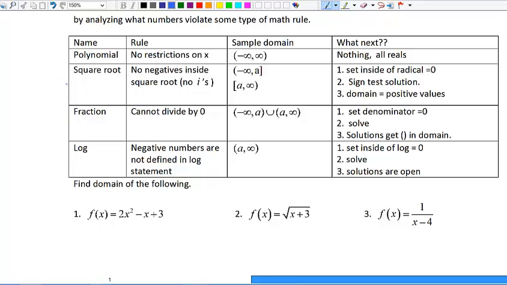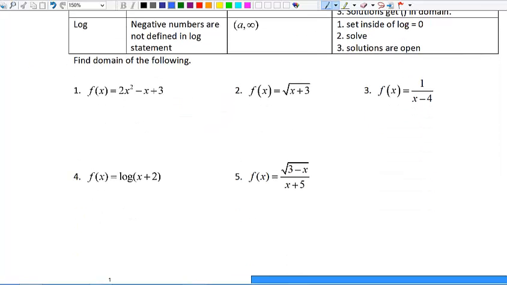Things like square roots, where we want to keep everything positive. We don't want to bring i into it. So those sorts of examples, I'm going to go through at least the first 5 here, just to illustrate some different types of things you might encounter. And I'm just going to refer back to those rules.